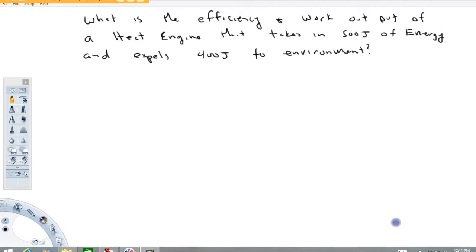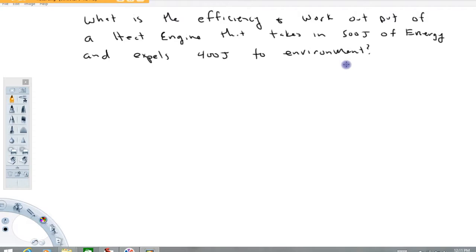I'm making this video to be just a quick example of efficiency calculations for heat engines. So what we're going to do is work the following short problem. Here's the problem: What is the efficiency and work output of a heat engine that takes in 500 joules of energy and expels 400 joules to the environment?